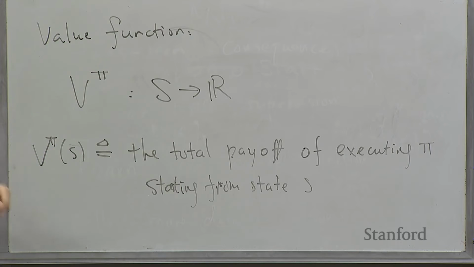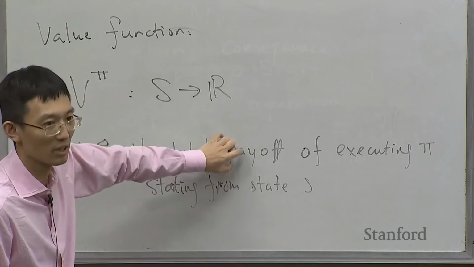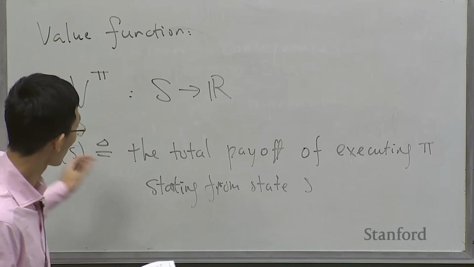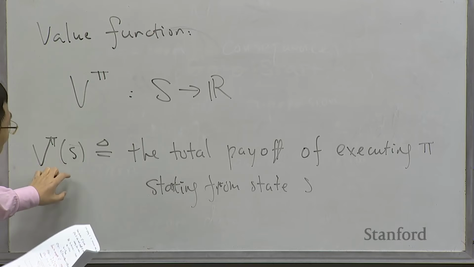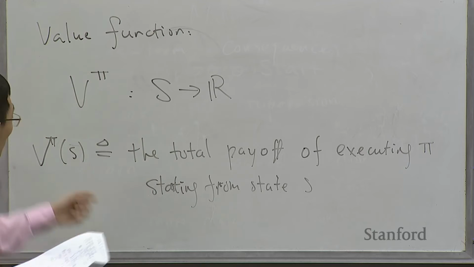Every time you see a new state, you apply your policy pi. And then you collect some total payoff, total discounted payoff. I always have discounts, just for the rest of the lecture. So I compute the total payoff, and I call that the value of this state S. This is demonstrating how good this state S is under this policy pi.